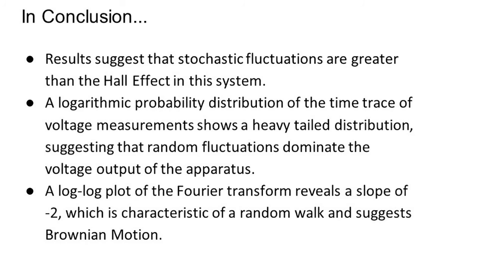In conclusion, we have results that suggest that stochastic fluctuations are greater than the Hall effect in this system. We then have a logarithmic probability distribution of the time trace of voltage measurements which shows a heavy-tailed distribution, suggesting that random fluctuations dominate the voltage output of this apparatus. And finally, we have a log-log plot of the Fourier transform, which reveals a slope of -2, which is characteristic of a random walk and suggests diffusive Brownian motion.